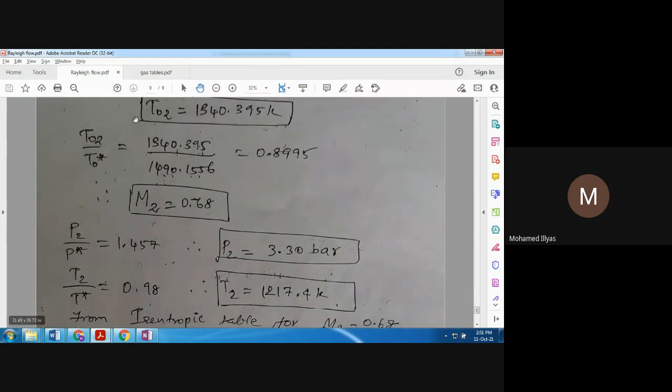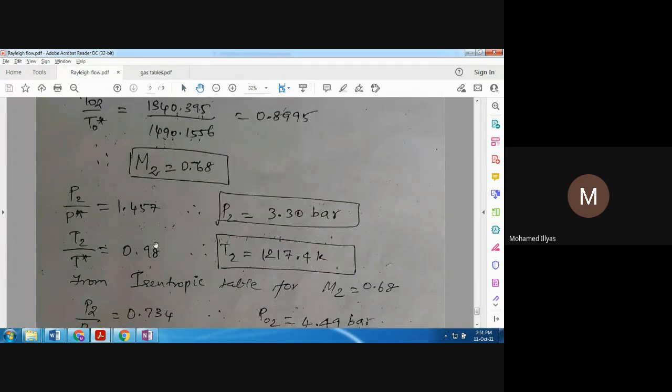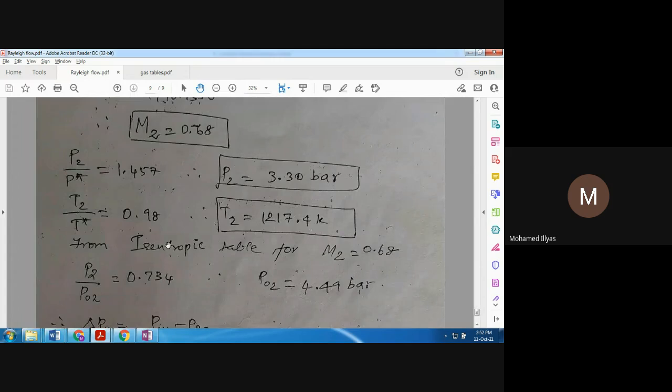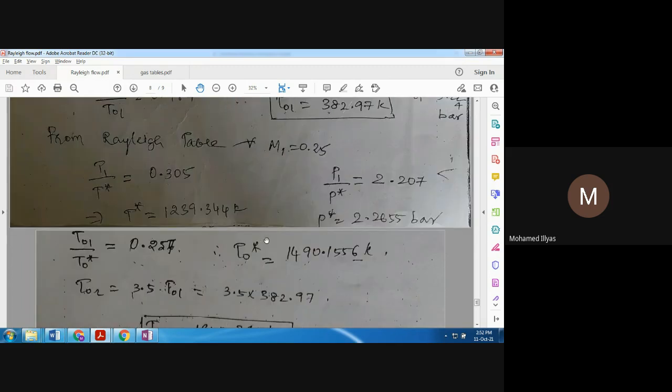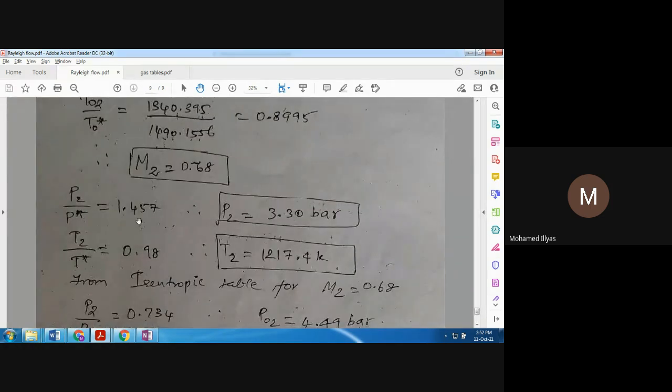And P2 by P star, T2 by T star. P2 by P star we have 1.457 and T2 by T star is 0.981. So 1.457 and then 0.98. So already we have P star and T star, already calculated. So I can substitute it here, and we'll get our P2 and T2. That is our exit properties.